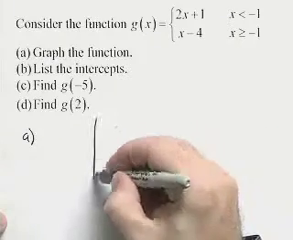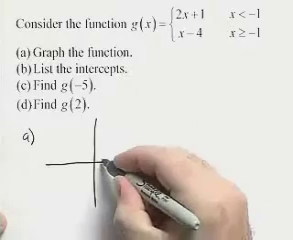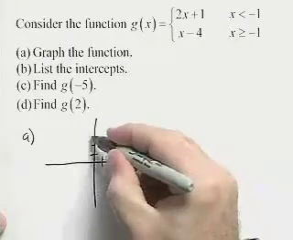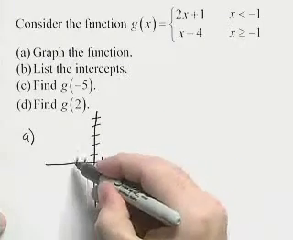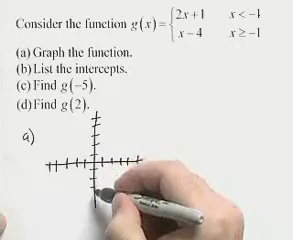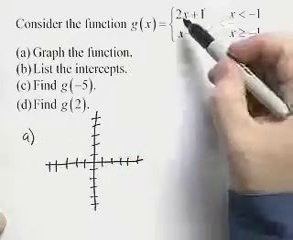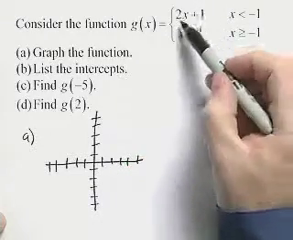We'll make a little grid. 1, 2, 3, 4, 5, 1, 2, 3, 4, 5, 1, 2, 3, 4, 5, 1, 2, 3, 4, 5. And we need to graph this function in pieces, so we'll start with the first piece.